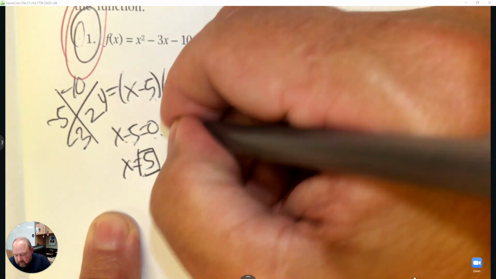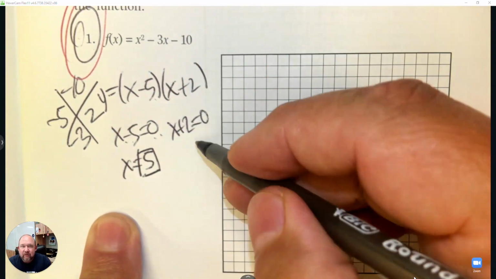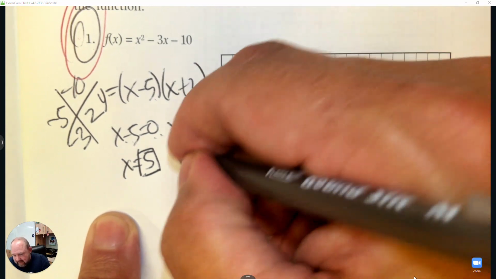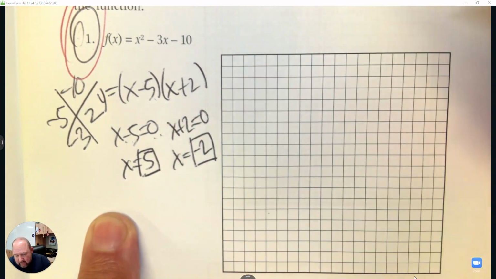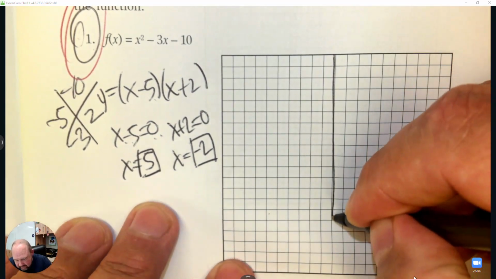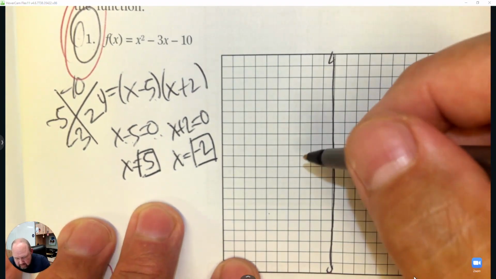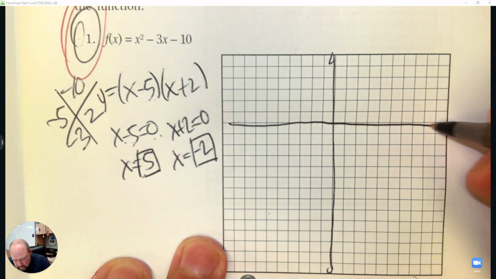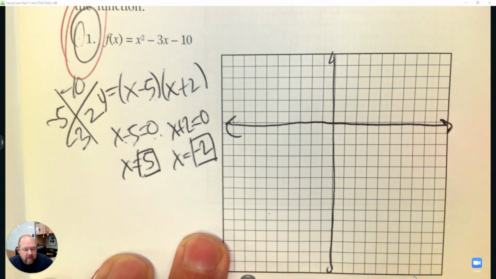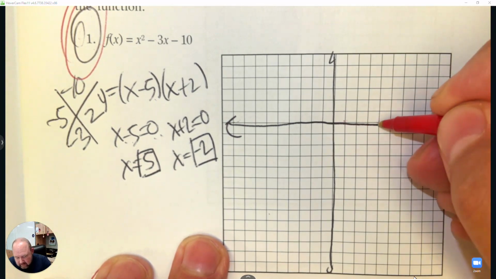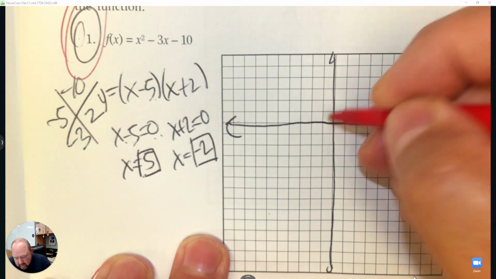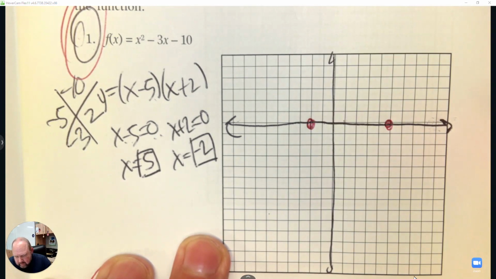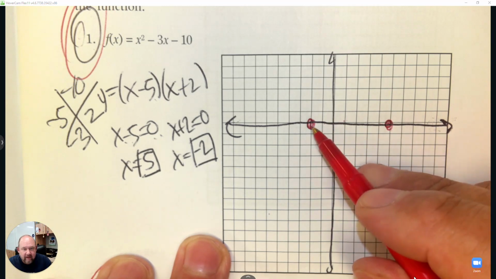Again, the best is when you try it first. x plus 2 equals 0. We subtract 2, so we have negative 2. Now we can start our graph. We're going to find 5 and negative 2. So 1, 2, 3, 4, 5, and 1, 2. So we have 5 and negative 2.